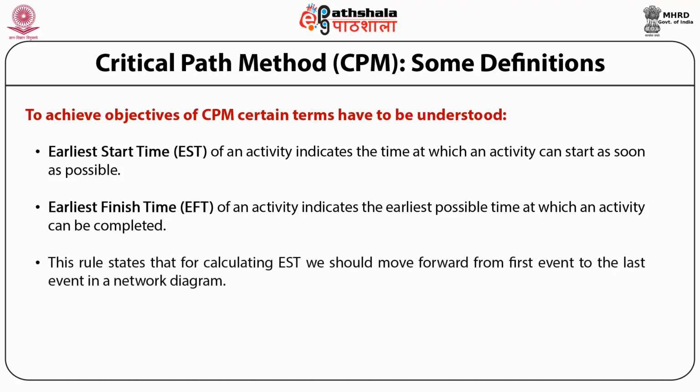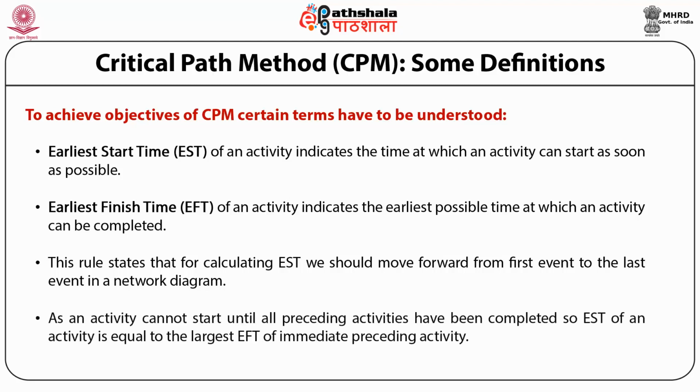This rule states that for calculating EST, we should move forward from the first event to the last event in a network diagram. As an activity cannot start until all preceding activities have been completed, the EST of an activity is equal to the latest EFT of the immediate preceding activity.